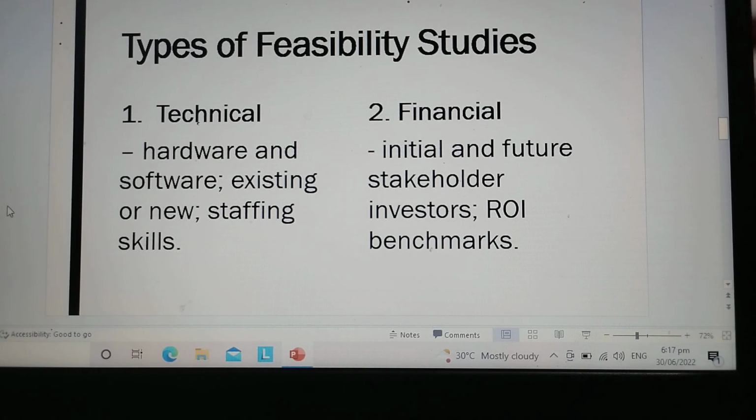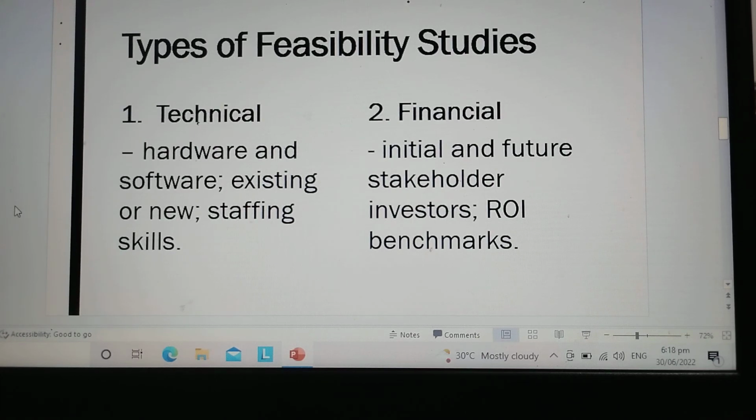There are various types of feasibility studies. Number 1, technical: hardware and software, existing or new technology, staffing skills, manpower, site analysis, transportation.